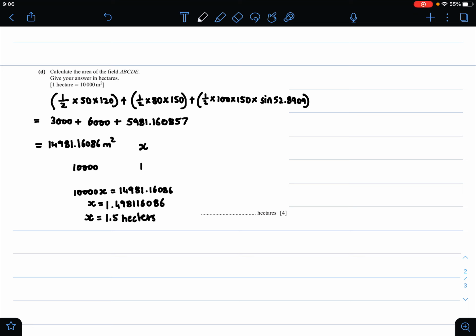And this is because the fourth significant figure in this case, which is 8, will round off the third significant figure, which is 9. So 1 will get carried forward. Therefore, 1.5 hectares will be our final answer for part D of this question.